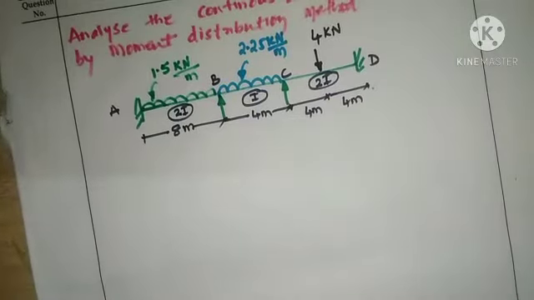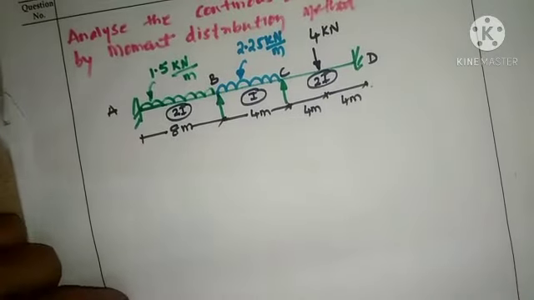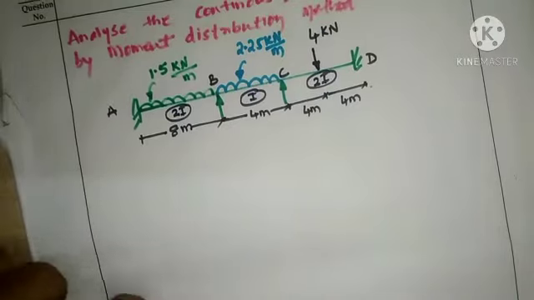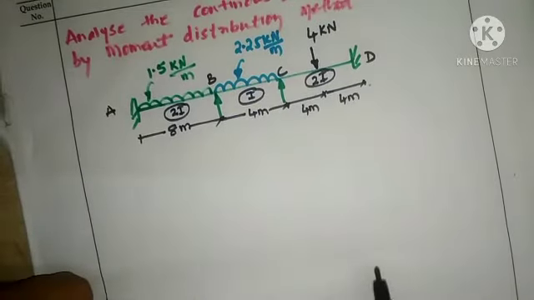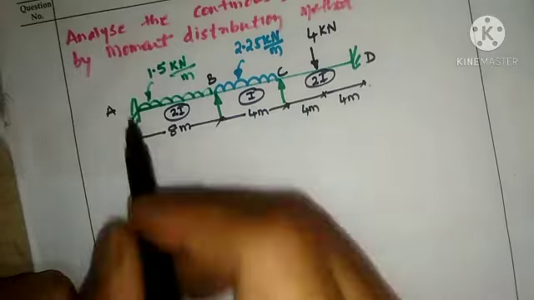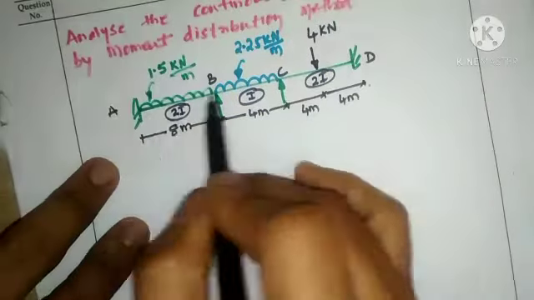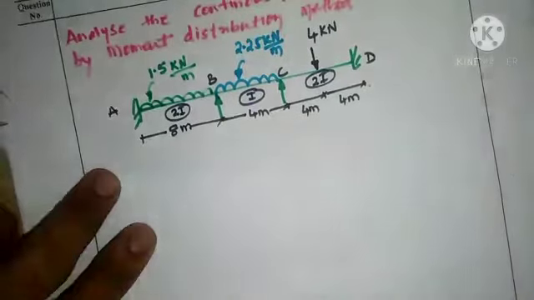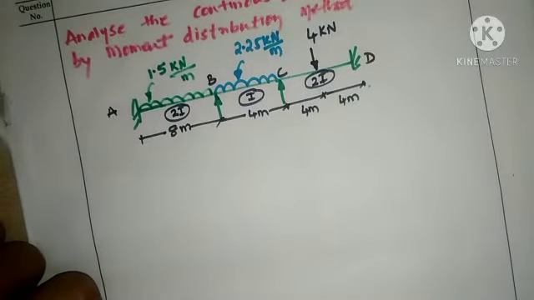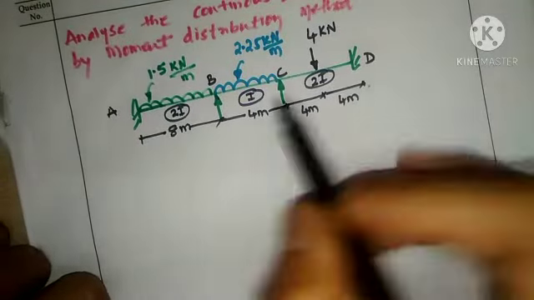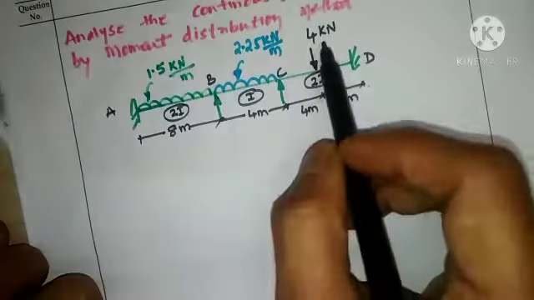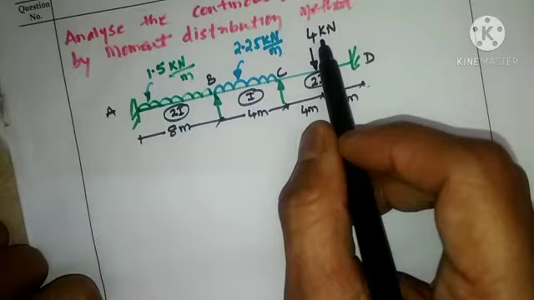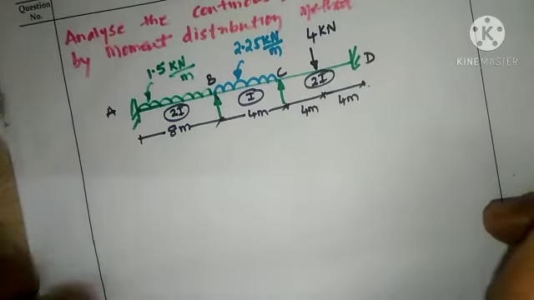Hello everyone, in this session we are going to learn how to solve a continuous beam by moment distribution method. And here is the type of loading that we have. The first type of loading on span AB is a UDL of magnitude 1.5 kilonewton per meter. The second span is again a span of 4 meter having a UDL of 2.25, and the last span CD is carrying a point load of magnitude 4 kilonewton.